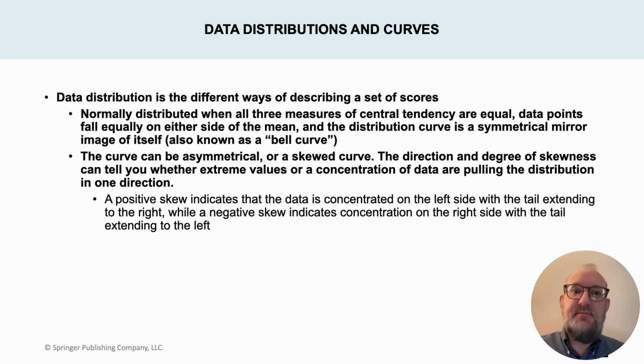Data distribution is a key concept in statistics. It helps us understand and describe the characteristics of a set of scores or data points. In simple terms, data distribution refers to how the values in a data set are spread out or distributed across different intervals. By examining the distribution of data, we can gain insights into the central tendency, variability, and shape of the dataset.